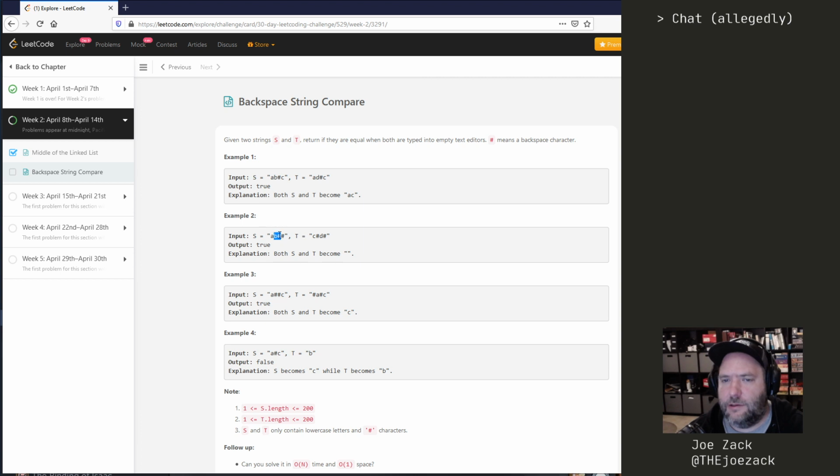Looking over here, we get 2 backspaces. So what does that mean? If we get AB pound pound, does that erase both? And the answer is yes, because as we traverse, this one deletes the B, and this one deletes the A. So if I did regex, that may not work out so well.